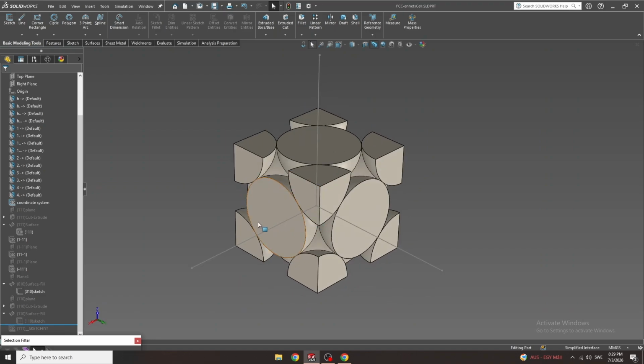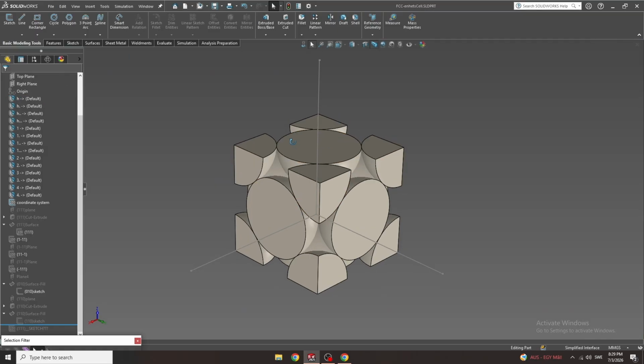In this video we are going to talk about the FCC unit cell. In one face-centered cubic unit cell we have 4 atoms. Let's start by counting them.